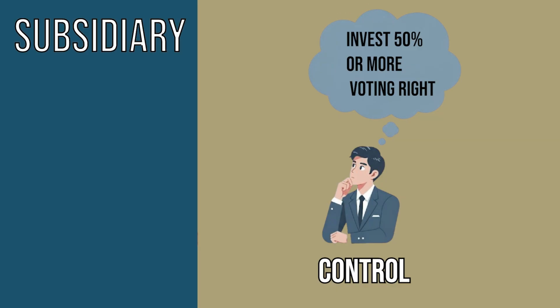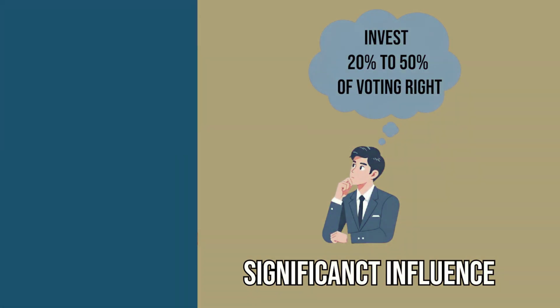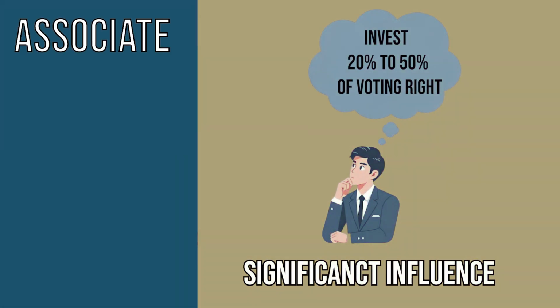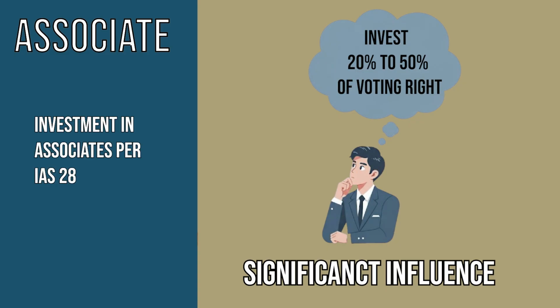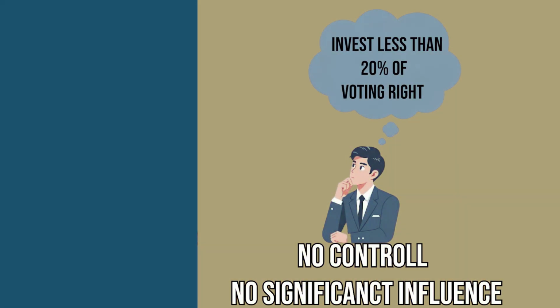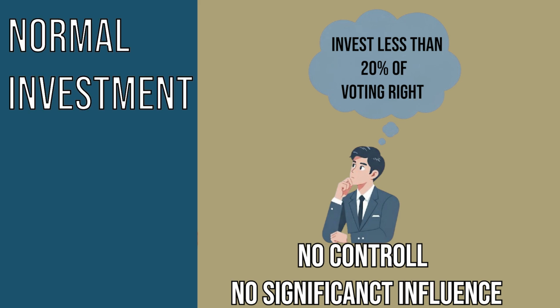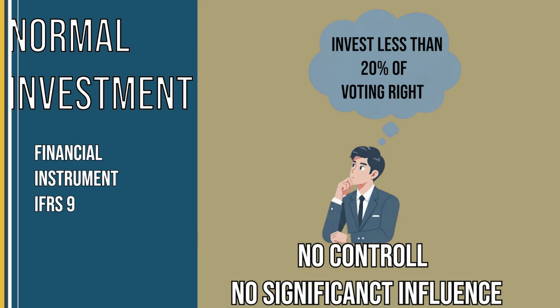Control means the investee is your subsidiary and you need to account for it as per IFRS 10 consolidation. Significant influence means the investee is your associate and you need to account for it as per IAS 28 investment in associates. And if you have neither control nor significant influence, then it is a normal investment, and this needs to be accounted for as per IFRS 9 financial instruments.